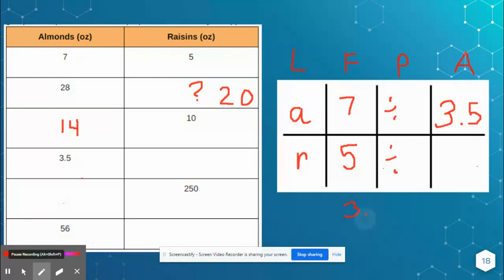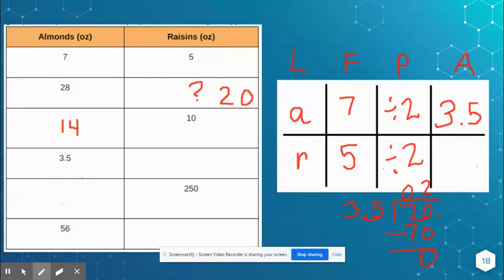So 3.5 into 7. Now we know we have to move our decimal. We can't have a decimal, so we put a 0. So now it becomes 70 divided by 35. Okay, well, it doesn't go into there, but 35 goes into 70 2 times. That equals 70. Done. Now we know the process is we're going to divide both by 2.